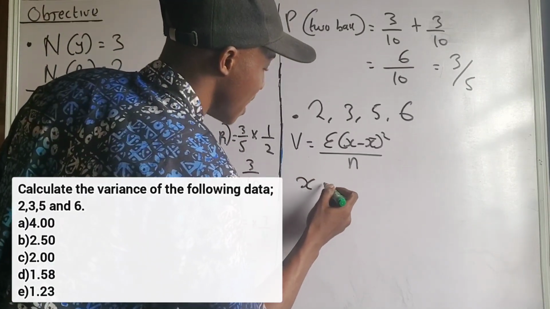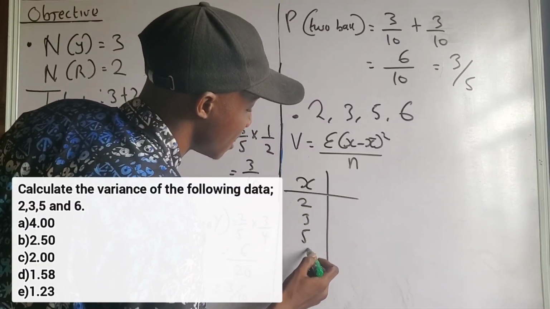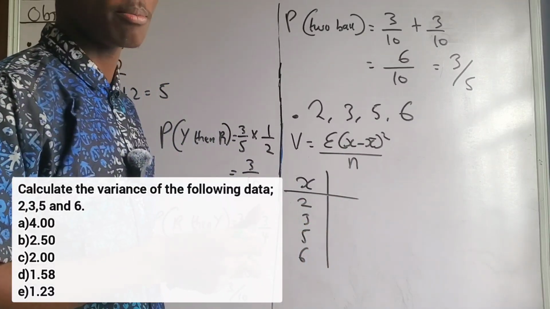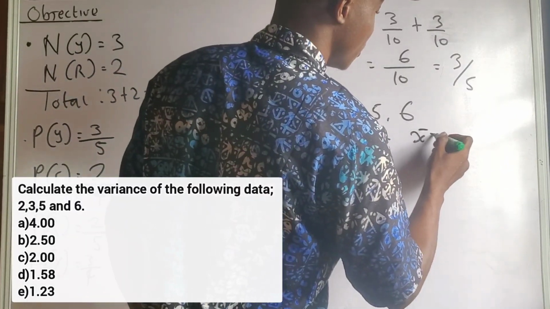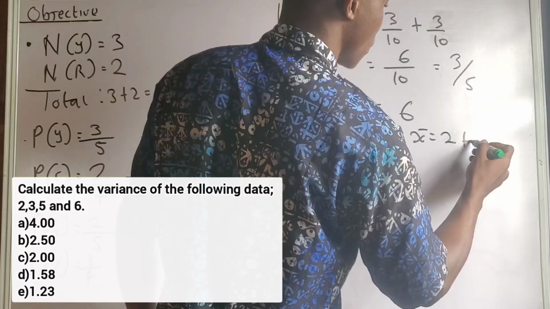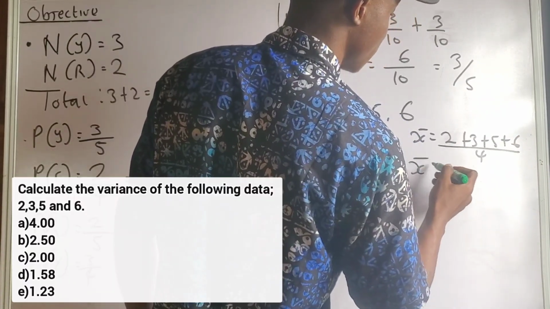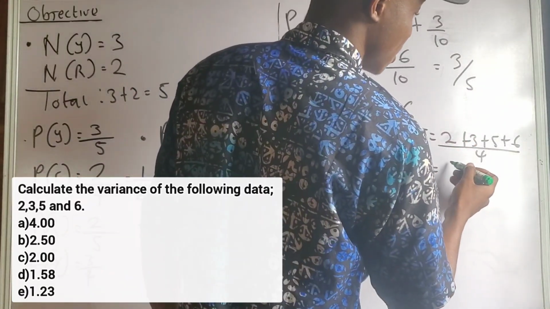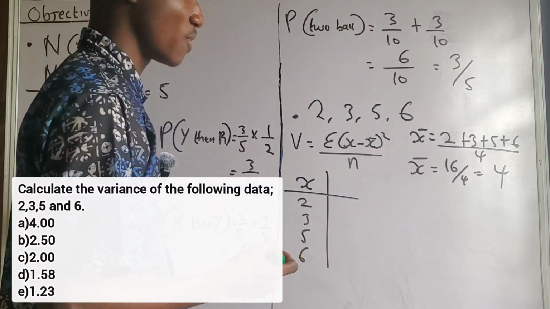So I'm going to have x. The x are 2, 3, 5, and 6. Do you understand? So now I need x bar. X bar is the mean of the data that you are given. So x bar is the sum of all the numbers, 2 plus 3 plus 5 plus 6, all over 4. 2 plus 3 is 5, 5 plus 5 is 10, 10 plus 6 is 16. 16 divided by 4 is 4, okay? So x bar is 4.